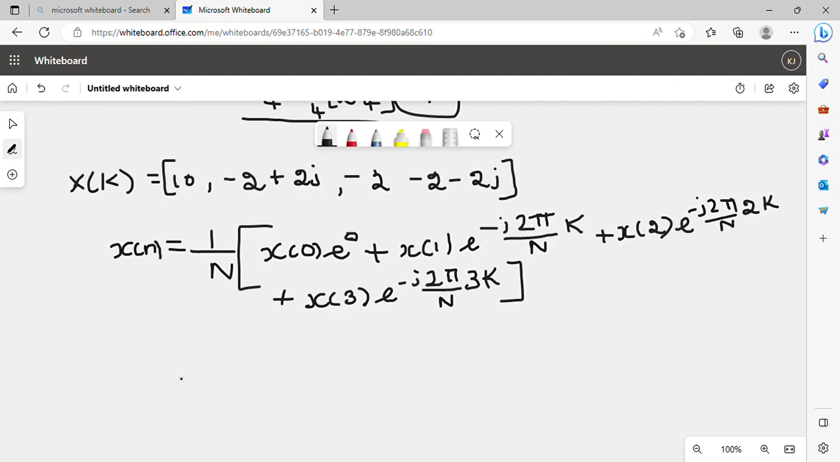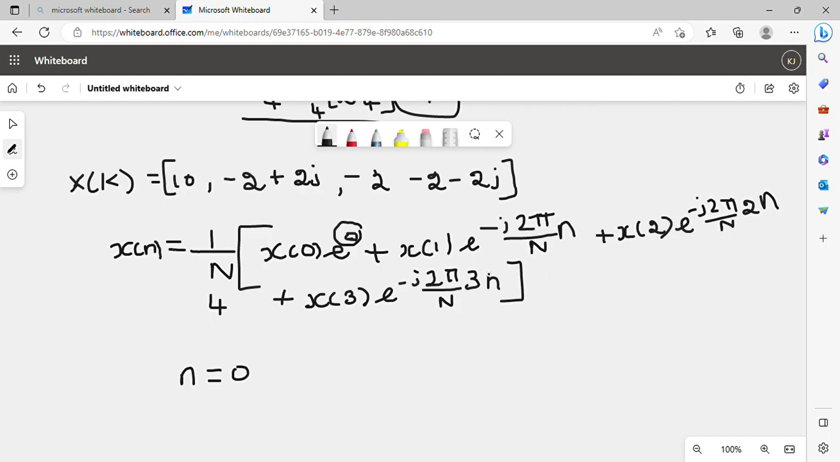How do you substitute? If you substitute n is equal to 0, here n becomes equal to 4, and e to the power of this is what you substitute. Here, because your k is varying and n is constant, I am going to substitute n is equal to 0, right?